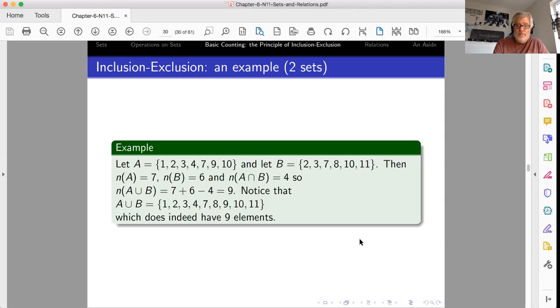Okay, so my previous formula says that the union of A and B should contain 7 plus 6 minus 4 elements, which is 9. Okay, and if you take the union of these two sets, it consists of 1, 2, 3, 4, 7, 8, 9, 10, 11, and that's a set with 9 elements. Okay, so that illustrates what I was talking about.